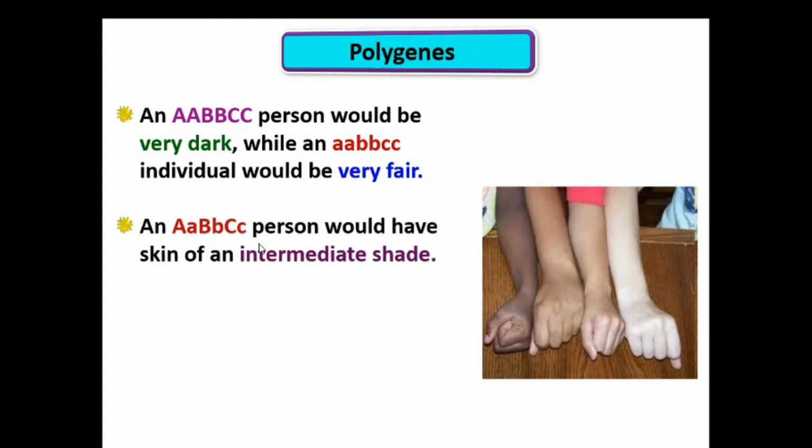All right, but for those who are heterozygous, for example, we have here big A, small a, big B, small b, big C, small c. This is a heterozygous genotype. That person would have skin of an intermediate shade. So it is different from the person with homozygous dominant and also homozygous recessive skin color.